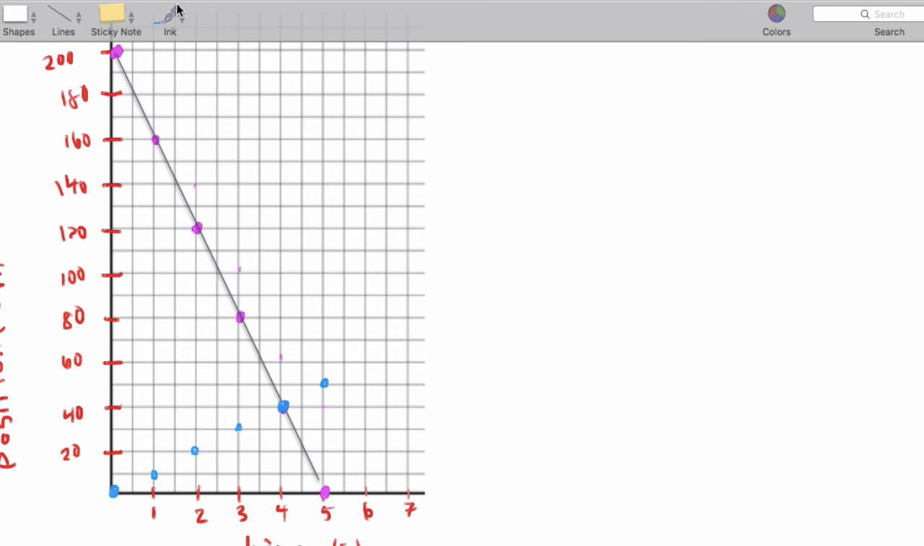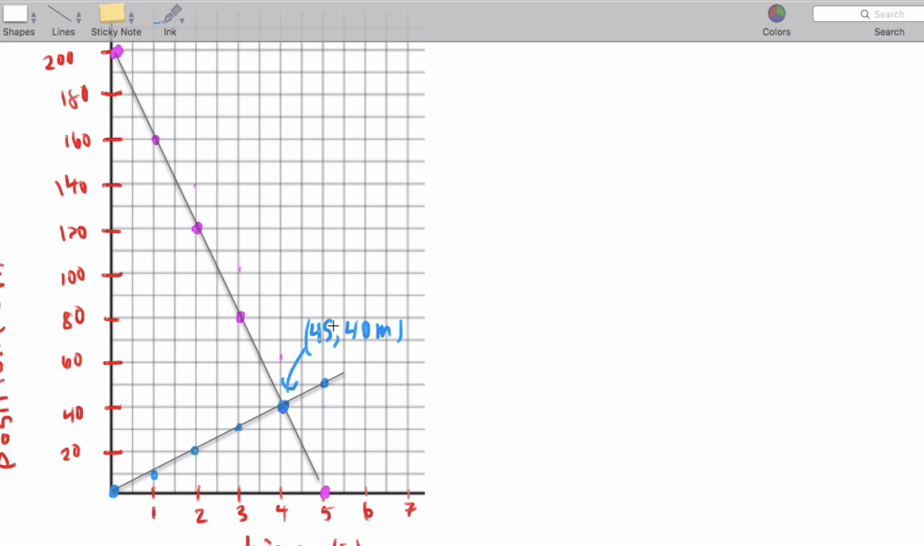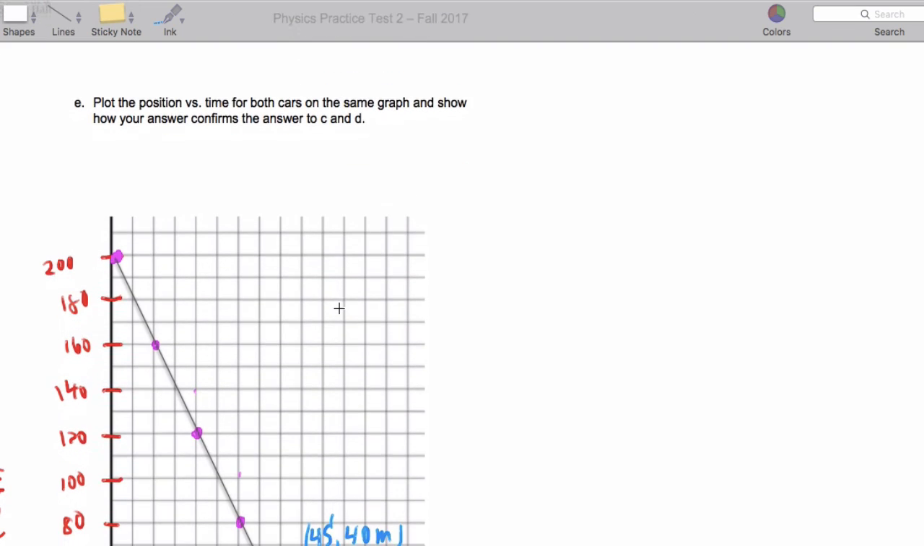All right. Now let's see what kind of line we get here. And we'll see where these intersect. There we go. So it looks like our lines actually intersect at 4 seconds and 40 centimeters, which is exactly the solution to the problem that we obtained here. So we have indeed graphed this correctly. We are in good shape, and that is problem number 2.